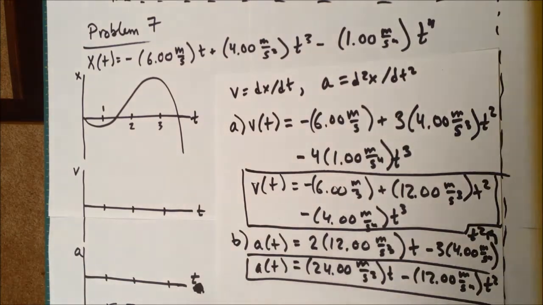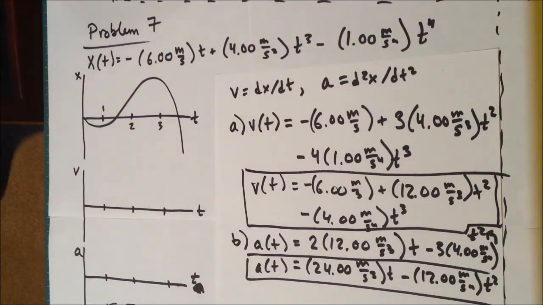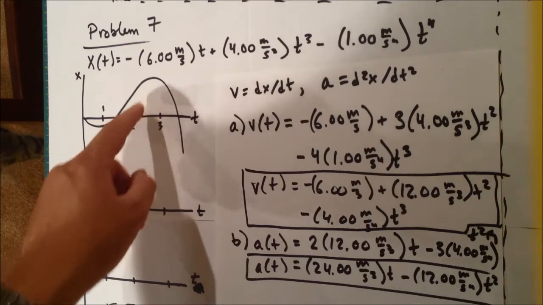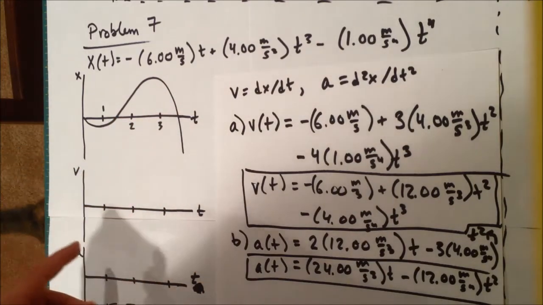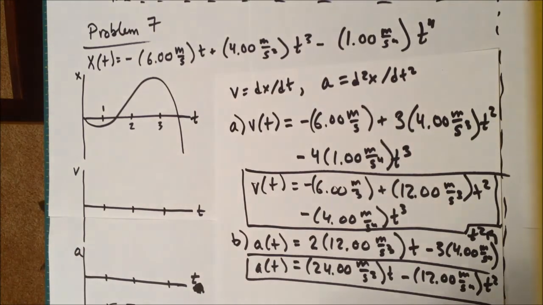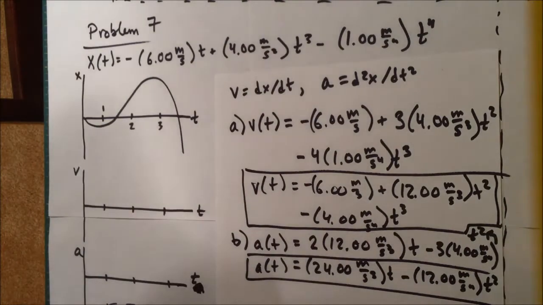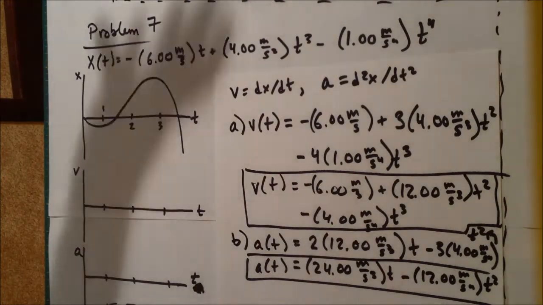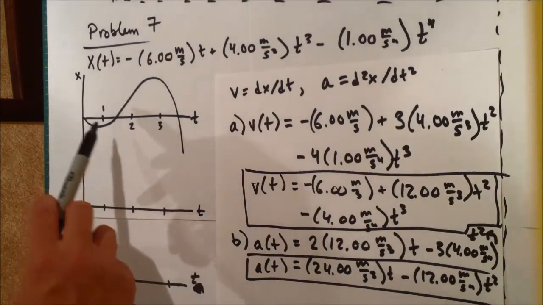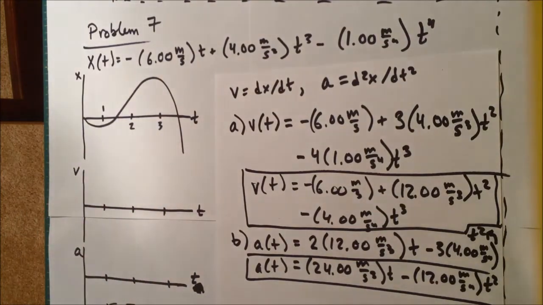Okay, now part C asks, based on the graph given in the problem of x as a function of t, qualitatively sketch v of t and a of t. And so now I have these equations, I basically just need to sketch them, but probably easier than just sketching an equation from scratch is looking at this diagram and qualitatively figuring out what I expect in each region.